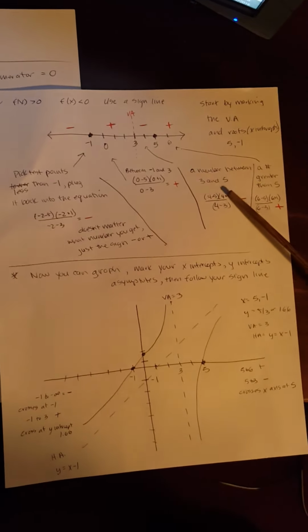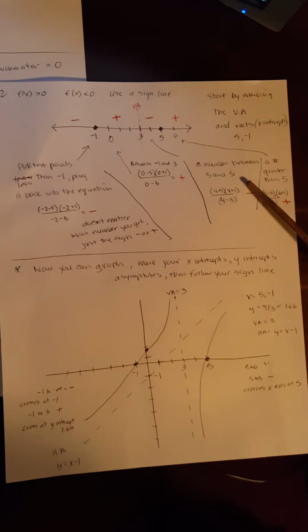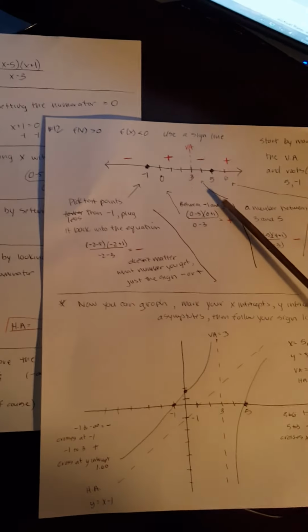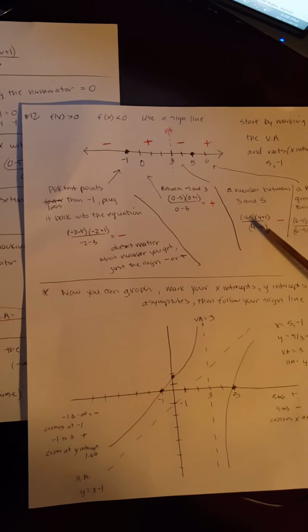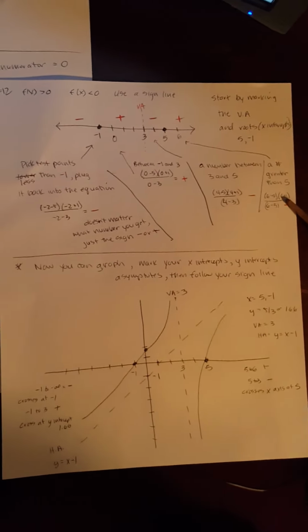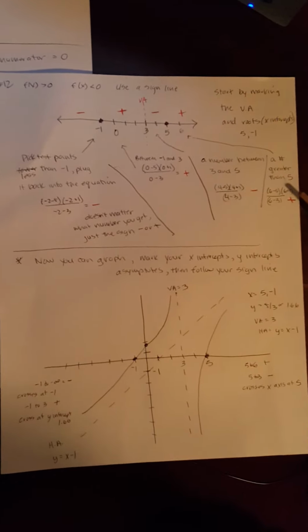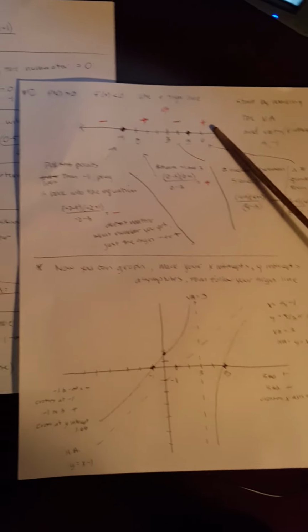And then in the middle, there's a vertical asymptote at 3. The test point between 3 and 5 comes up negative. And then you're going to pick a number greater than 5, and it ends up being positive.